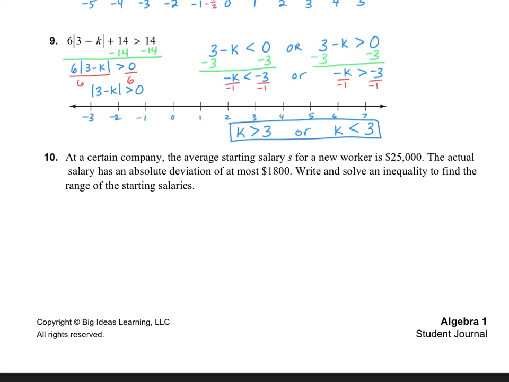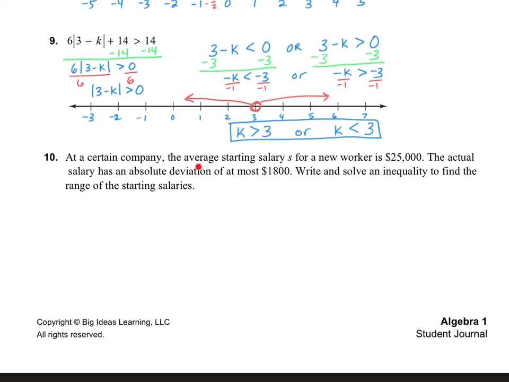So this first one here, k is greater than +3. So I'm going to have an open circle and heading up. The other one, k is less than +3. So I use the same circle and it's going down. So basically the answer is all the numbers except for the number 3. Okay, let's read number 10.